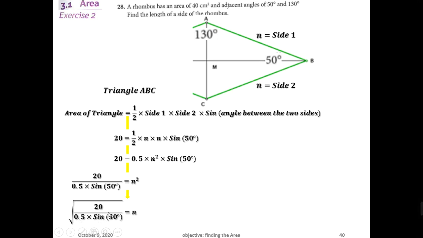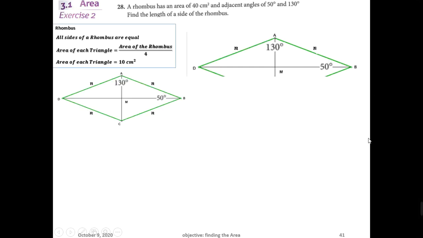Now you can insert this in the calculator and you're going to find the value of n. Each n is equal to 7.23 centimeters, and this is correct to 3 significant figures. Some students might ask me, why don't we use the other triangle, such as DAB, to calculate the length of side n? Would it make any difference? Why don't you find that yourself?